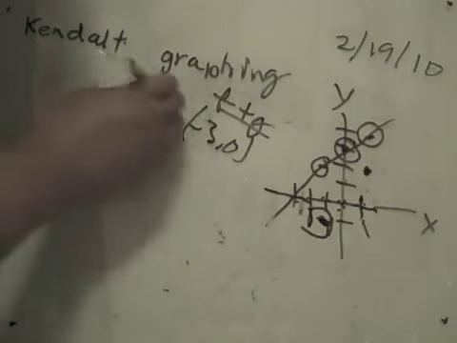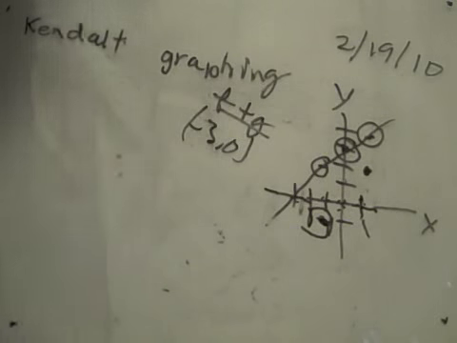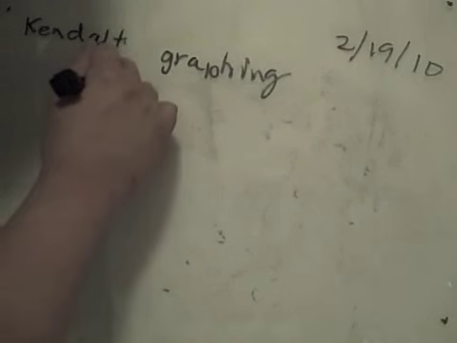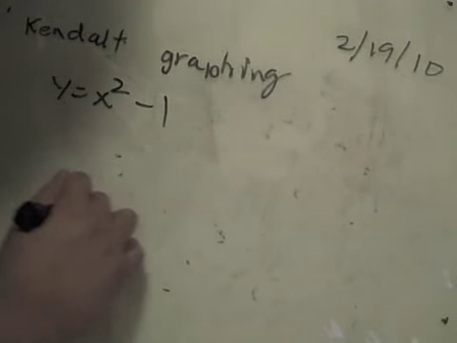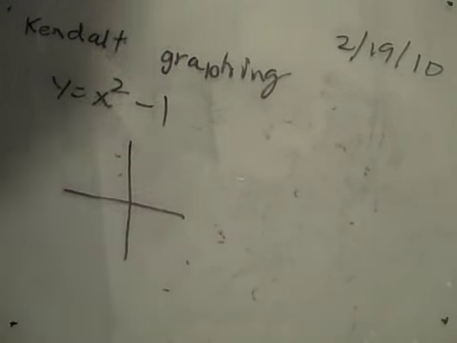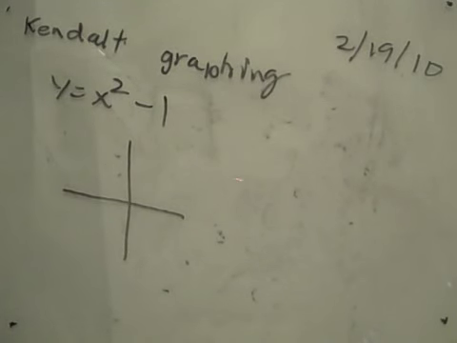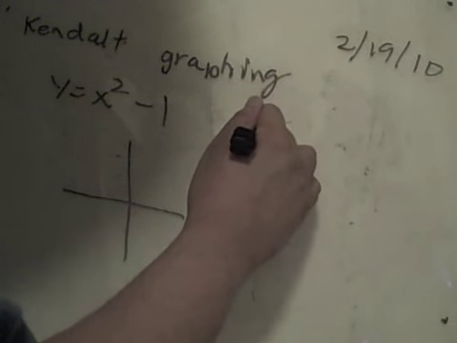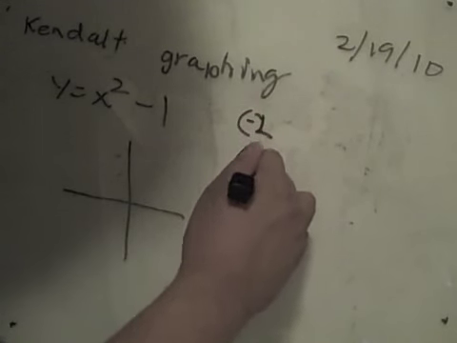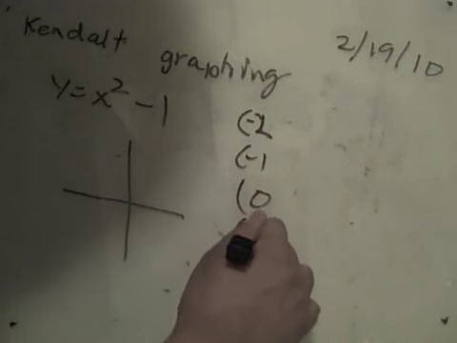Let's try to graph something like this: y equals x squared minus 1. Now what about this graph? Well, this is kind of an interesting graph. First of all, we're just going to plot points and kind of connect them. So you don't know exactly what this looks like, but we can get a feel for it just by plotting points. So let's try x equals negative 2, x equals negative 1, x equals 0, x equals 1, and x equals 2.